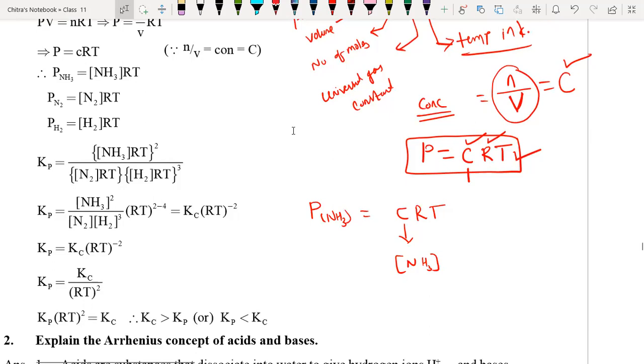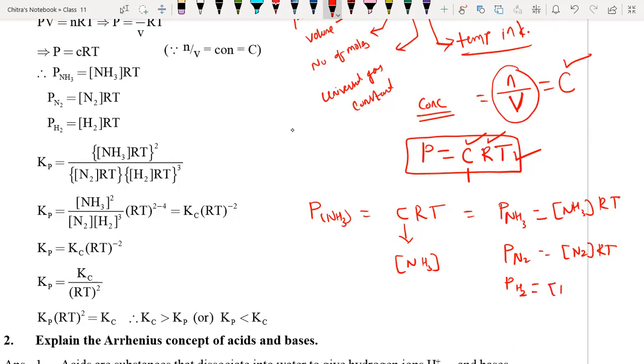So we can write here: pressure of ammonia NH3 equals concentration of NH3 into RT. Likewise, for the other reactants, nitrogen and hydrogen. For nitrogen, P of nitrogen equals concentration of nitrogen into RT. For hydrogen, P of H2, the pressure of hydrogen, will again be concentration of H2 into RT.